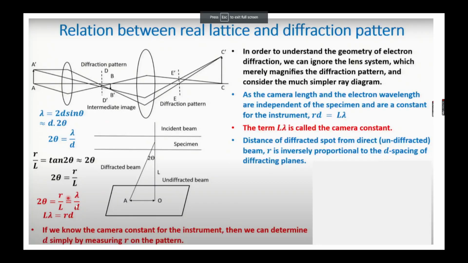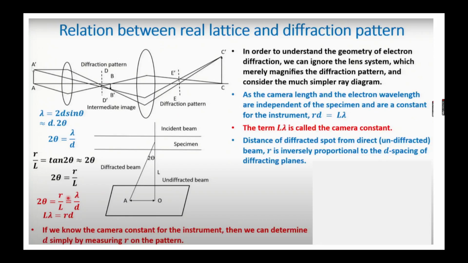Okay. So when you go through this slide, this is I think the last slide, and mostly this will be covered in your week 5, but they have given it to you. This is also based on your optics. So the relationship between the real lattice and the diffraction pattern. In order to understand the geometry of electron diffraction, we can ignore the lens system, which merely magnifies the diffraction pattern, and consider the much simpler ray diagram.